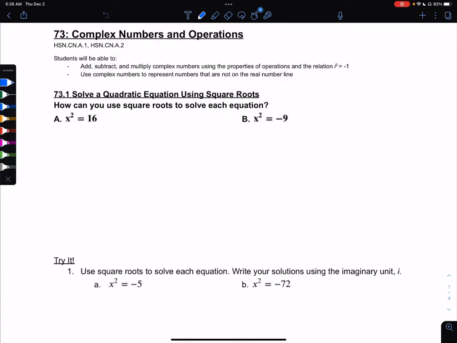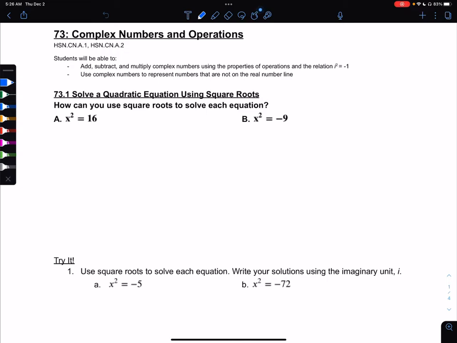Here we're going to look at topic 73, example 1, solve a quadratic equation using square roots. How can you use square roots to solve each equation? In part A, we have x squared equals 16, and what we want to notice is that both sides of the equation, the left and the right side, are perfect squares.